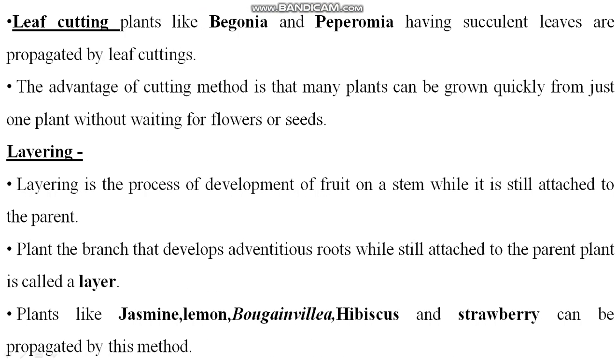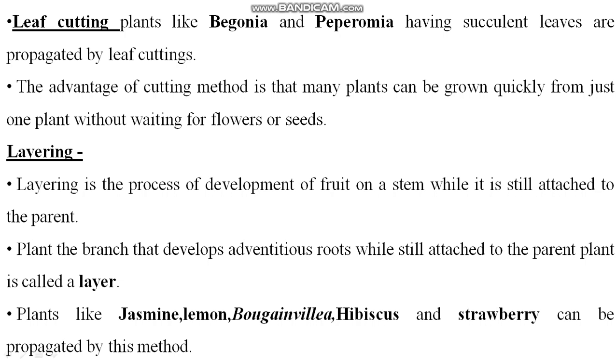Leaf cutting plants like begonia and peperomia having succulent leaves are propagated by leaf cuttings. The advantage of cutting method is that many plants can be grown quickly from just one plant without waiting for flowers or seeds. Clear? So this is a very important and good advantage of cutting method. Now let's see the layering.